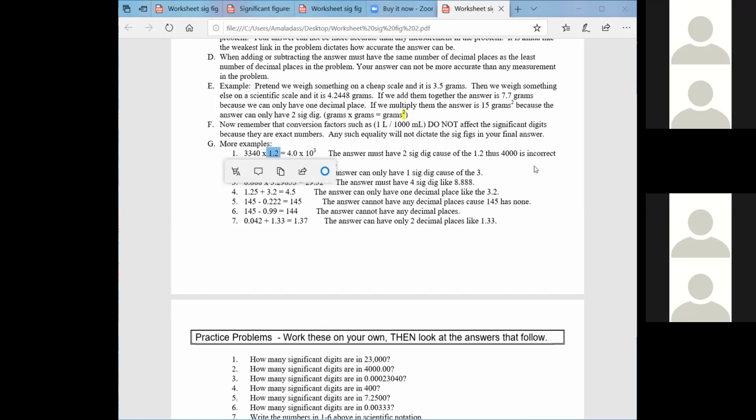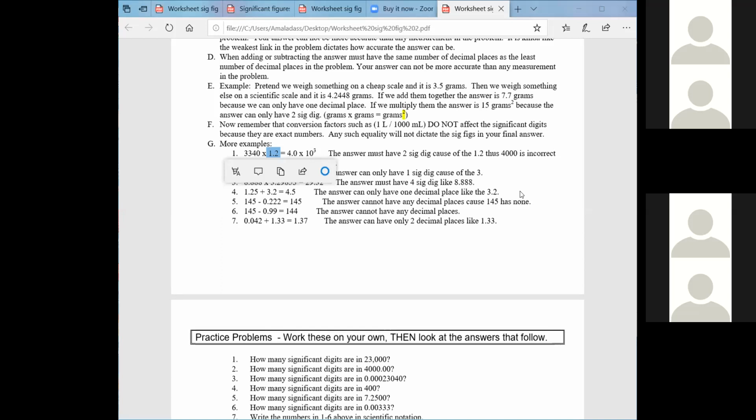That is your scientific way of writing. Understand or not? 4.0 into 10 to the power 3. In scientific notation, the 10 power 3 or 10 power 4 will not count as significant. So 4.0 has 2 significant figures, and the answer must be in 2 significant figures. The answer is also very close to the normal value. That's why it should be written as 4.0 into 10 to the power 3.